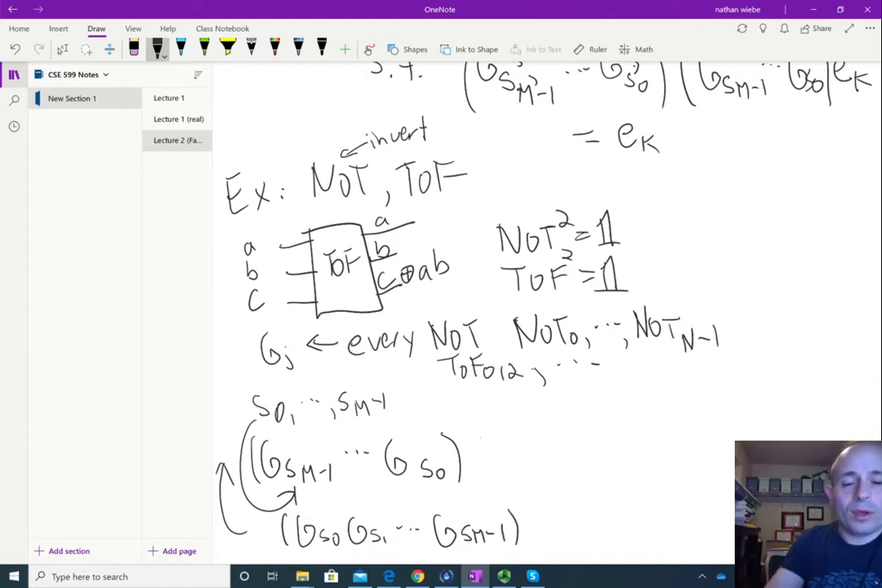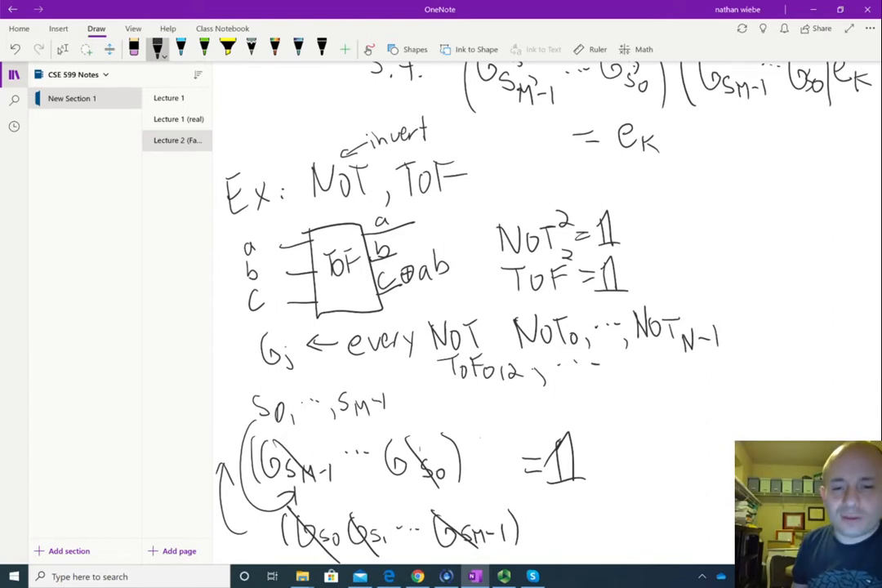Well, why is that? Well, if we left multiply this by that, then you'll notice that because every gate in this gate set squares to identity, GSM minus 1 over here is going to cancel with this one. And then we're going to continue to telescope through the entire series where everything ends up canceling between both of them. So this is equal to identity. So therefore, NOT and Toffoli, by the above definition, form a reversible gate set, because every possible sequence of these gates can be inverted.